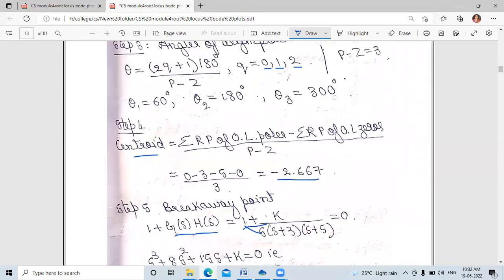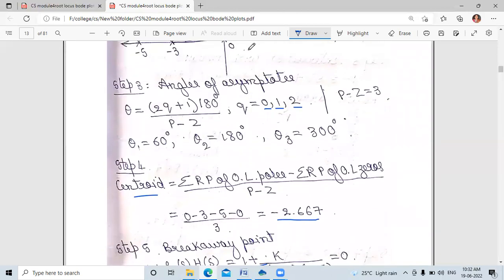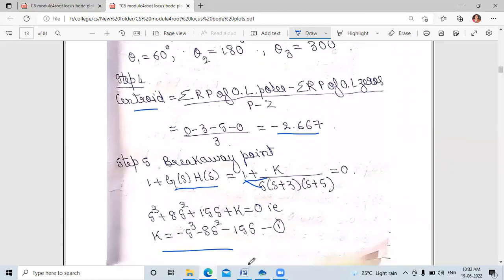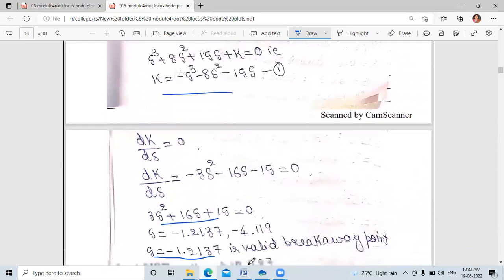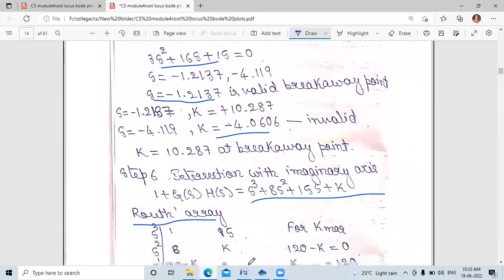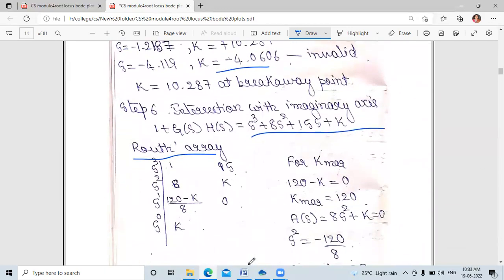In step 3, you need to find out the angle of asymptotes. Step 4, the centroid. And in step 5, the breakaway point. And step 6, intersection with the imaginary axis. That is the RH method. In the last videos also we have discussed the RH method.